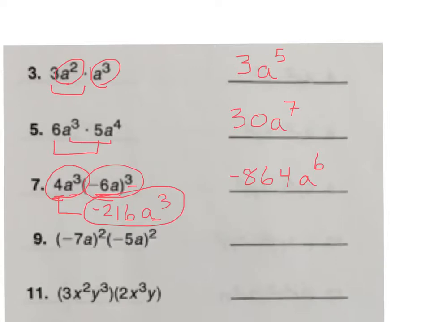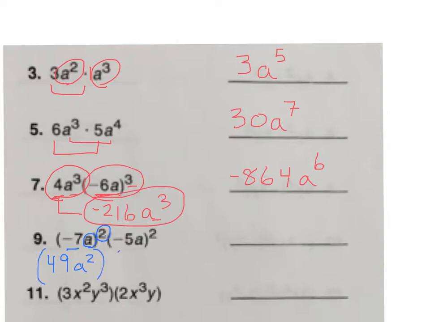Okay, on number 9, I've got negative 7 being squared. So what's negative 7 squared? And see, when y'all type this in your calculator, you need to put that negative 7 in parentheses, right? Because if you just type negative 7 squared, it's going to tell you negative 49. You got to put it in parentheses. Negative 7 times negative 7 is what? 49. And then a squared is going to be a squared.